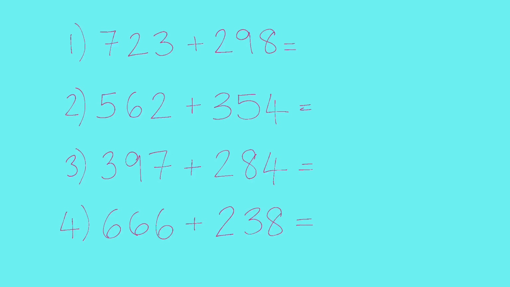Let's look at the answers. So 723 plus 298 is 1021. So here we can see we've moved into an extra column. We've got that thousands column as well. 562 plus 354 is 916. 397 plus 284 is 681. And 666 plus 238 is 904.